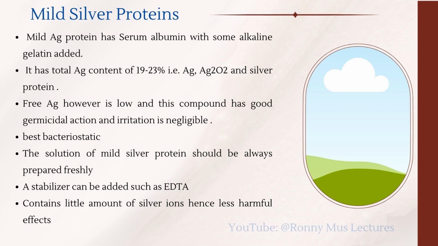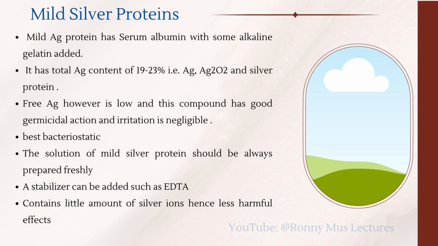When we look at mild silver proteins, here you have the silver ions and the proteins, that can either be albumin or gelatin. The total silver content is between 19 to 23%, and the free silver, however, is low, and this compound has good germicidal action and irritation is negligible. It is a bacteriostatic agent. Note that the solution of mild silver proteins should always be prepared fresh.